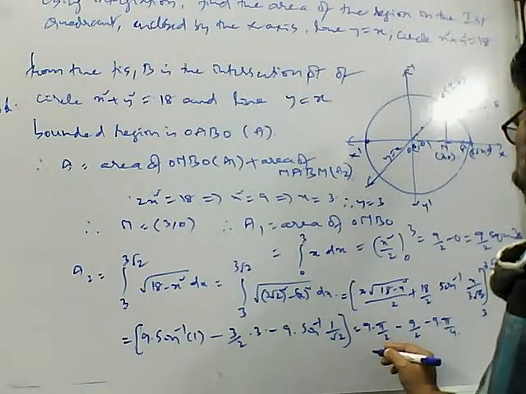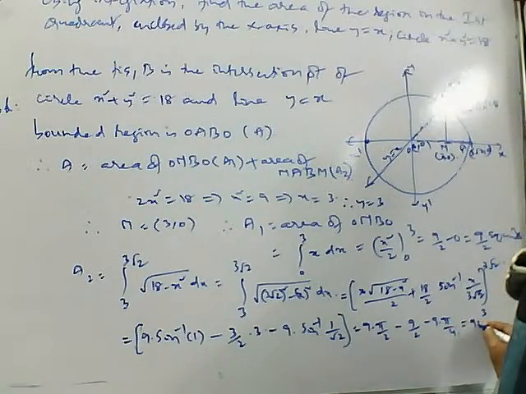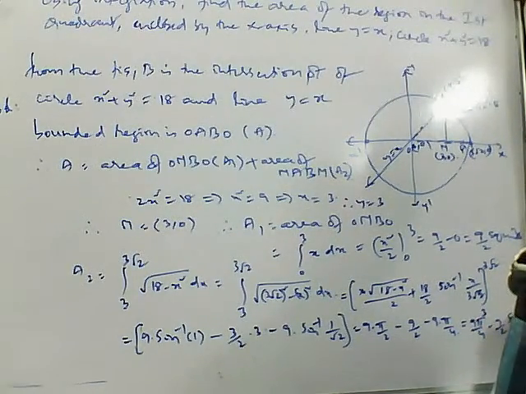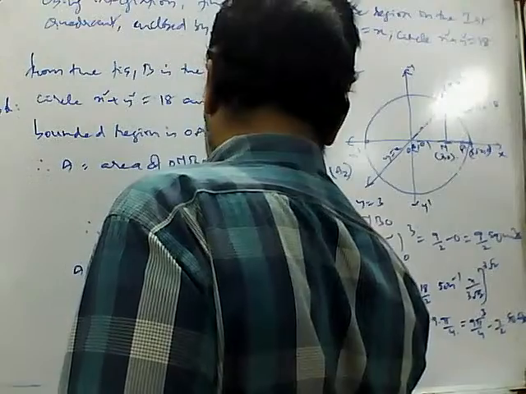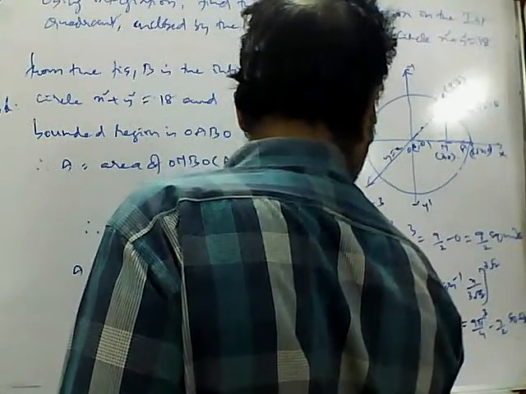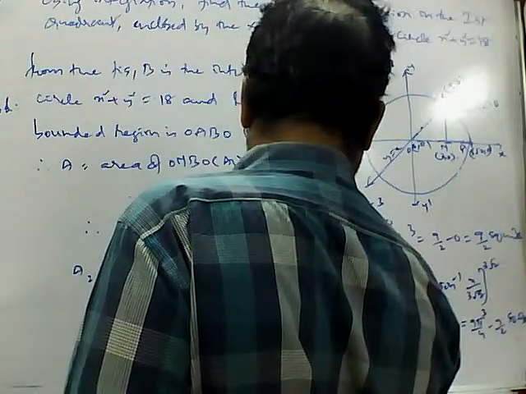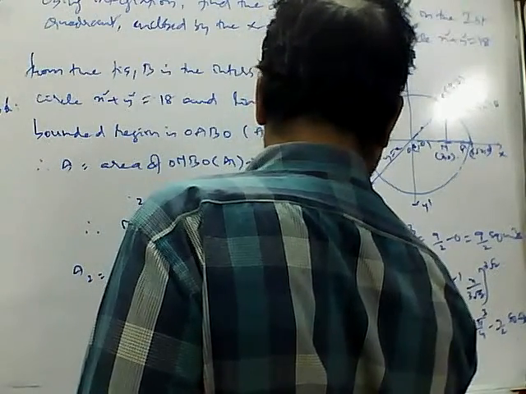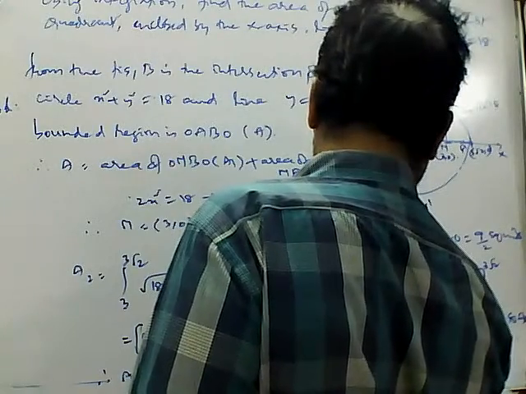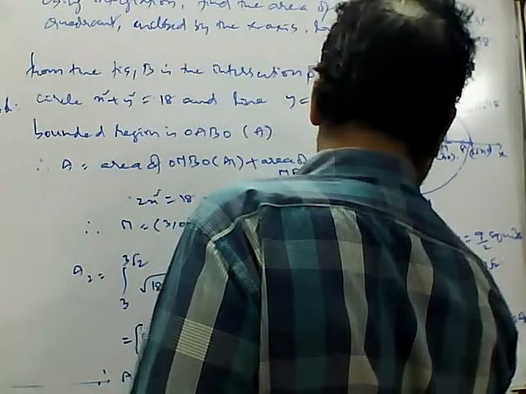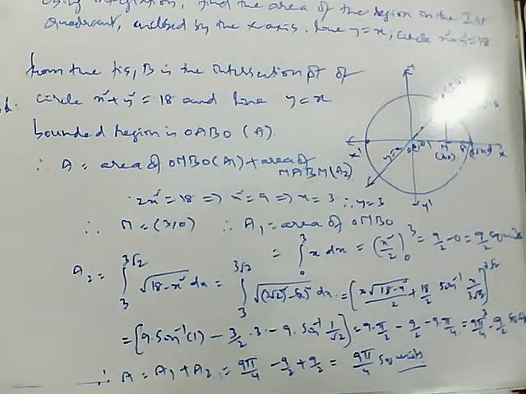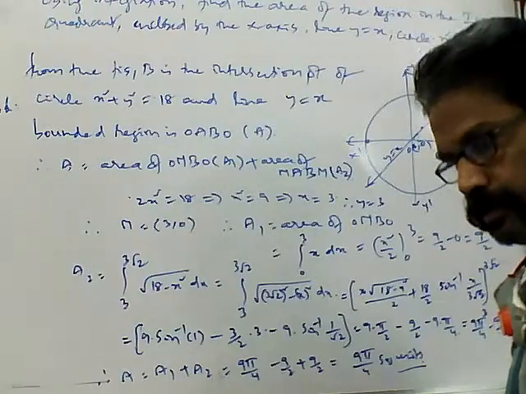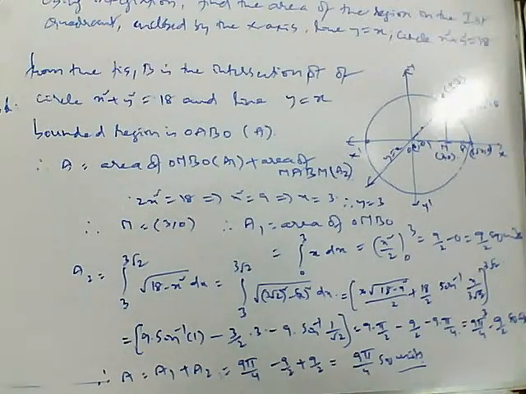Now that is 9 pi by 4 minus 9 by 2. Therefore, what is the total area? A is equal to A1 plus A2, which is equal to 9 pi by 4 minus 9 by 2 plus 9 by 2, which is equal to 9 pi by 4 square units. Like this you will get the answer. So clear?